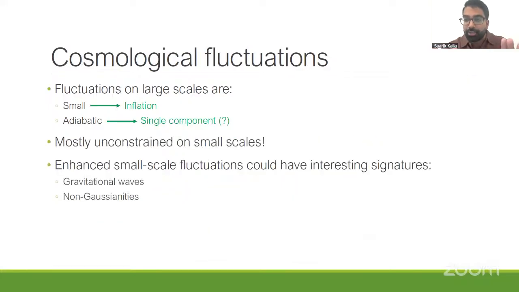Now, everything I just told you is really only true on large scales. If you go to smaller scales, then basically anything is fair game. We actually have no idea what the fluctuations look like on smaller scales. They could be adiabatic, could be isocurvature, they could be small, could be large. And actually, there are interesting consequences to think about if the fluctuations on small scales are indeed large. That can lead to interesting signatures like gravitational waves or non-Gaussianities. So this is a nice scenario to think about.